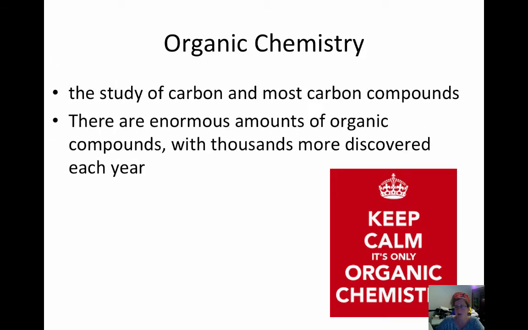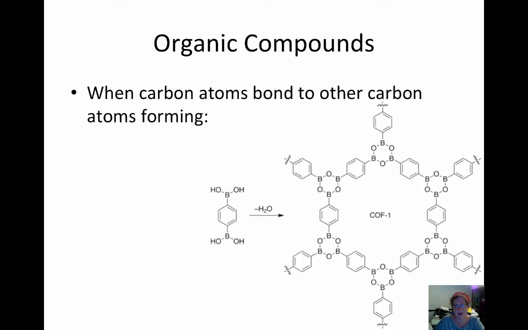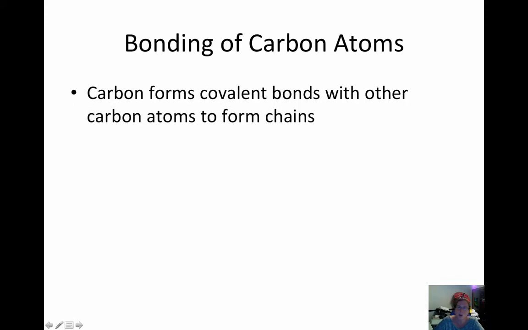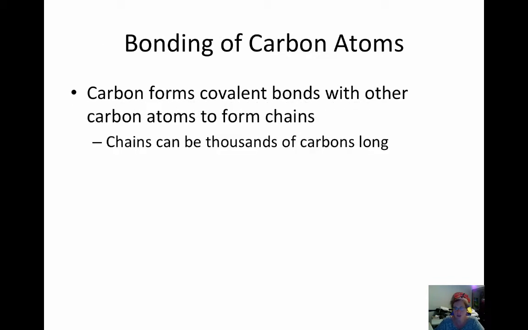There are enormous amounts of organic compounds and thousands more are discovered each year. So there's more out there that we still haven't even found, but tons of compounds are composed of carbon. When carbon atoms bond to other carbon atoms, they can form chains, rings, and networks. So carbon is a building block of organic compounds. When carbon bonds with other atoms, it forms covalent bonds and forms chains. These chains can be thousands of carbons long, so they go on and on and on.